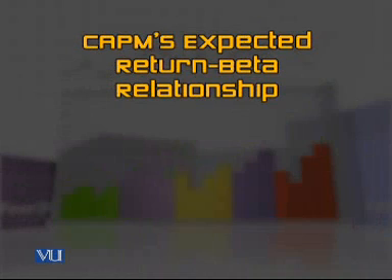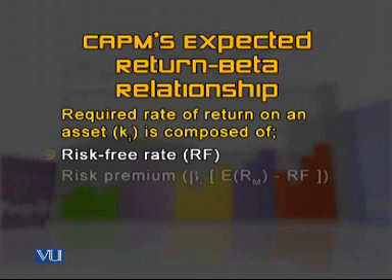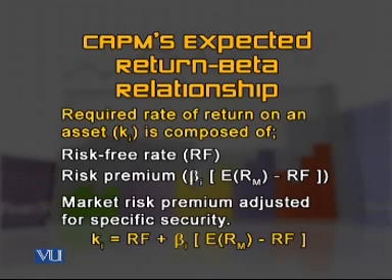Now, going further and talking about the capital asset pricing model's return-beta relationship, we've talked at length about returns and risk. We've talked about risk separately and the kinds of risk. We've talked about returns and what the risk-return trade-off is. Here, it's important for us to understand the relationship between betas and return. The required rate of return on an asset is composed of the risk-free rate and a risk premium, which is the market risk premium adjusted for individual specific securities, and the greater the systematic risk, the greater the required return.